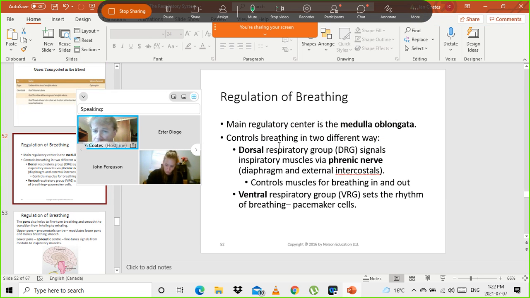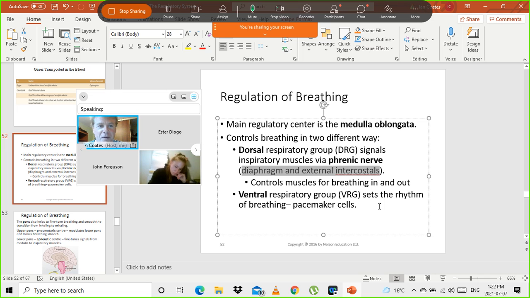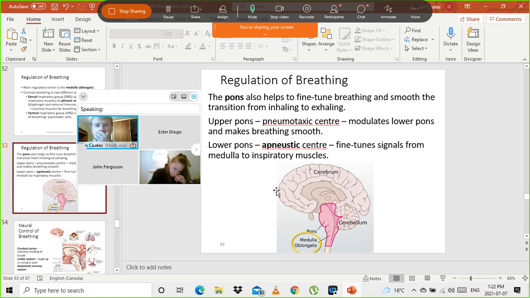Regulation of breathing. The main regulatory center is the medulla oblongata. You'll be familiar with dorsal and ventral. Your dorsal respiratory group, DRG, signals inspiratory muscles via the phrenic nerve. We've seen the diaphragm and the intercostals there. The ventral respiratory group, VRG, sets the rhythm, the pacemaker. So my daughter can be as mad as a hornet and hold her breath all she wants, but eventually her breathing will return.